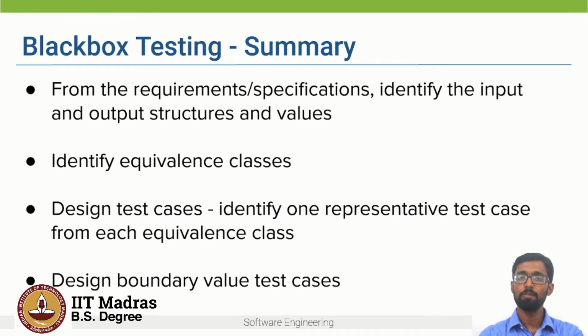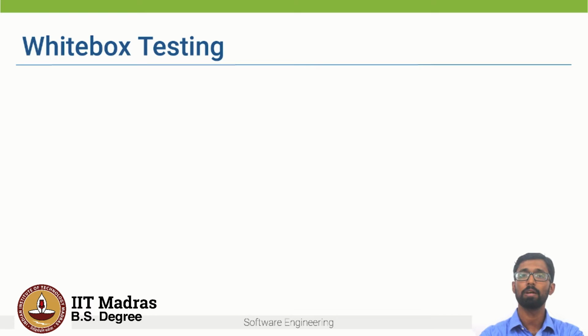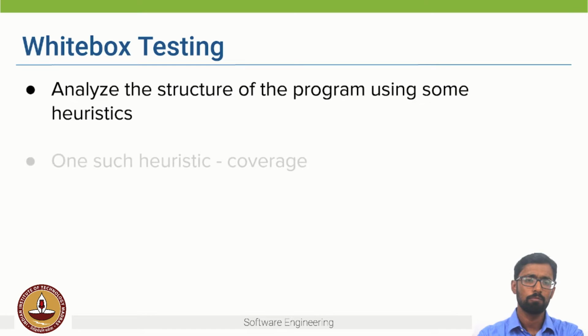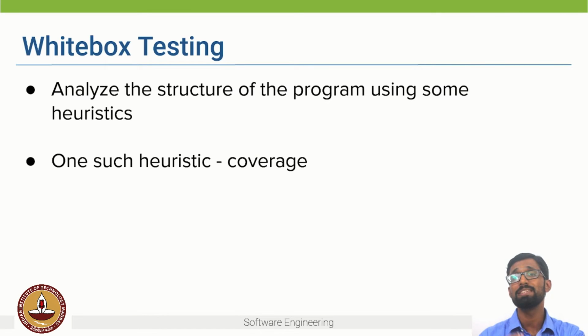Now that we have seen what black box testing is, let's look at white box testing. In white box testing, we analyze the structure of the program. And how do we analyze the structure? We use some heuristics. One such heuristic is known as coverage, which means: are we able to execute, or cover, all or almost all parts of the program? That is one thing which we will try to do as we do white box testing.